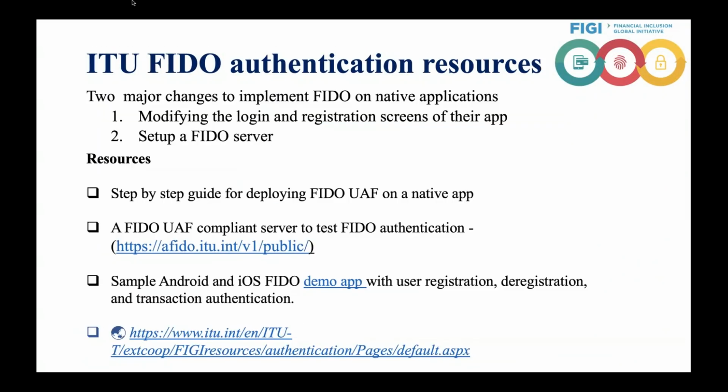So there are two major steps that you have to do in order to start using FIDO. Number one, you have to modify the login and registration screens of your application. I think Amy showed you this with her demo, how they have been using FIDO. So George will be showing you how to start calling the APIs and how to incorporate these into your UI or your application so that you can start using FIDO for development.